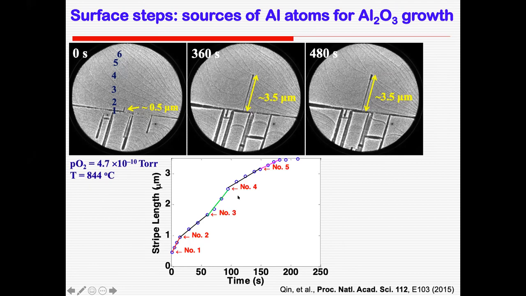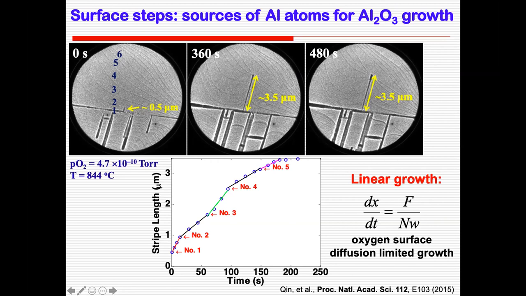But you can see the growth rate slows down when the oxide encounters more and more steps. In other words, when more and more steps are bunched at the front, that can slow down the growth rate. But overall, for each segment, for each stage, it follows a linear growth. So the linear growth tells us this is surface diffusion controlled growth.